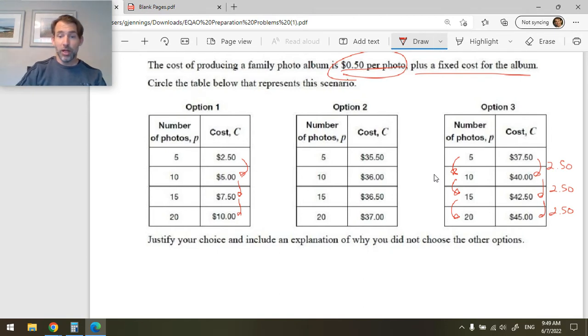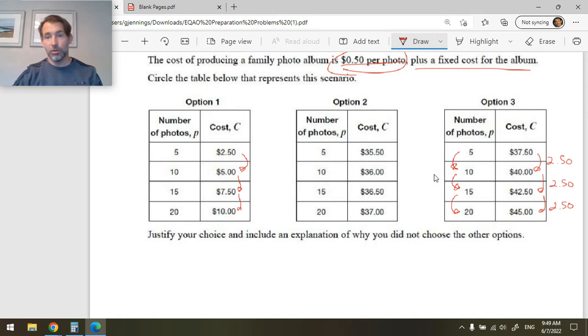Justify your choice and include an explanation of why I didn't choose the other options. Circle the table below that represents this scenario. Okay, so I'll circle this table. Okay. Now, why did I justify my choice? Use text.